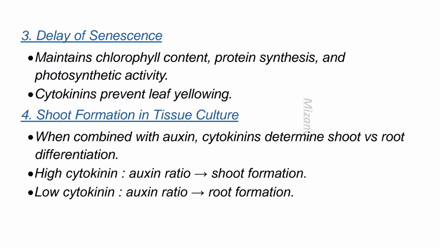Number 3, delay of senescence. Cytokinin maintains chlorophyll content, protein synthesis and photosynthetic activity. Cytokinin also prevents leaf yellowing. Number 4, shoot formation in tissue culture. When cytokinin is combined with auxin, cytokinin determines shoot or root differentiation. When the cytokinin to auxin ratio is high, shoot formation occurs. When the cytokinin to auxin ratio is low, root formation occurs.